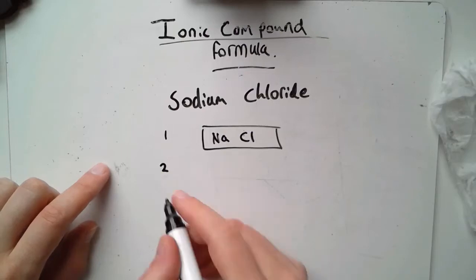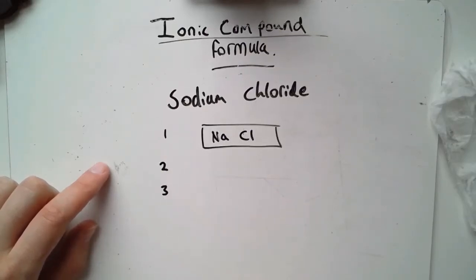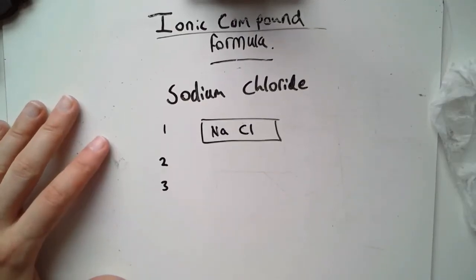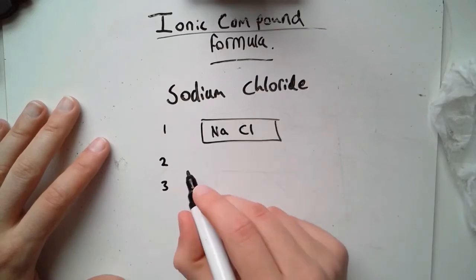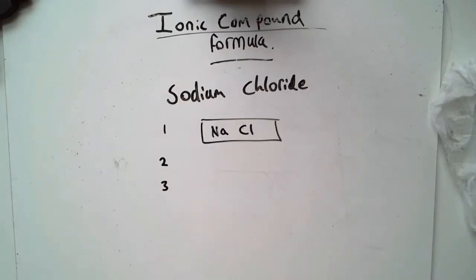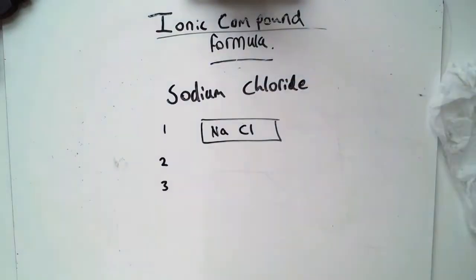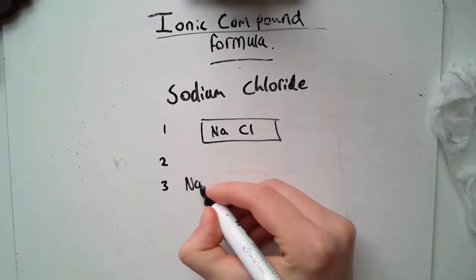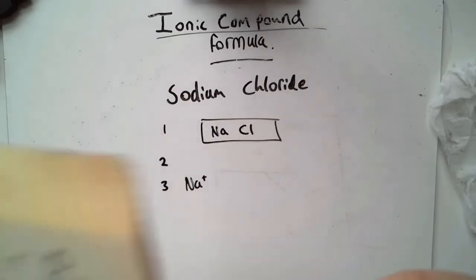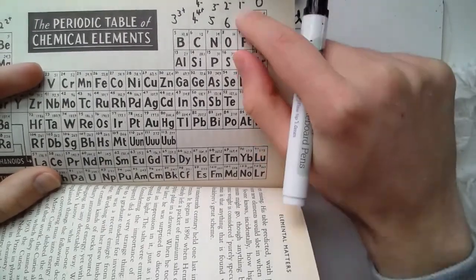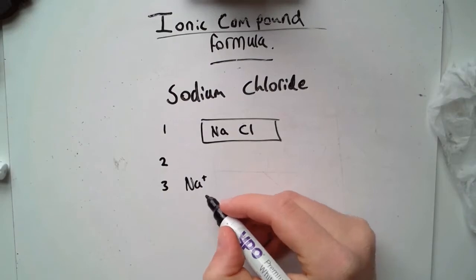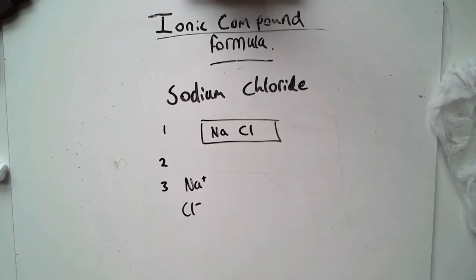Okay, step 3, using the periodic table you need to write the formula for each of the ions for these elements. So what I'm going to do, I'm going to look for sodium. Sodium's in group 1. I know it forms a 1+ ion, so I know its formula is going to be Na+. Chlorine's in group 7. It's got a 1- charge, so I know its formula is Cl-.